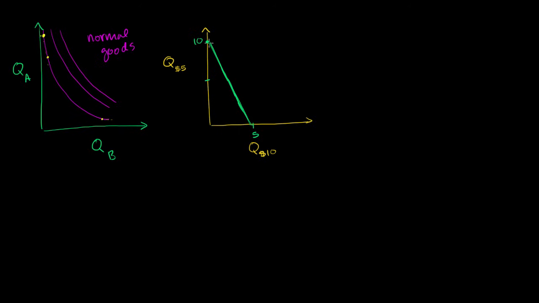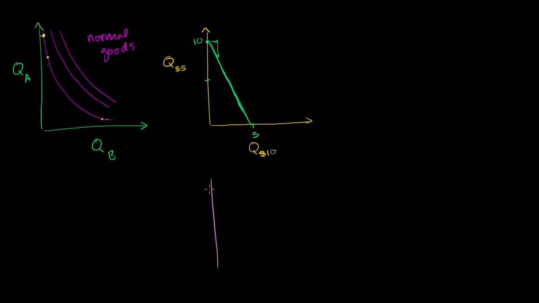So no matter what, on this indifference curve, if I want to get one extra $10 bill, I'm always willing to give up 2 $5 bills, which makes complete sense because 2 $5 bills are completely equivalent to 1 $10 bill. And we could take it to another extreme.